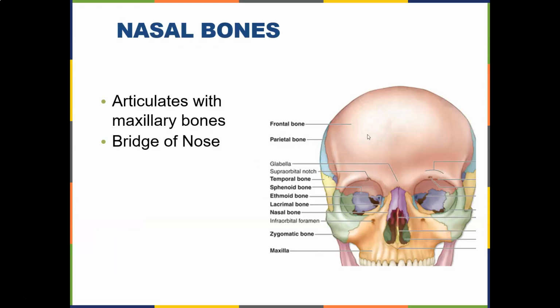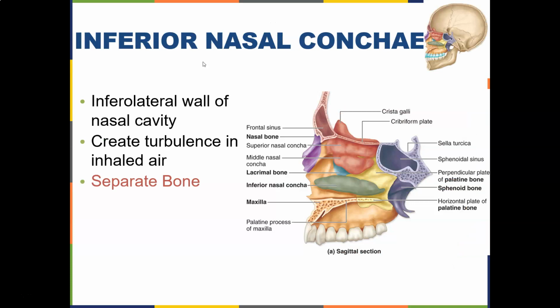Here's the nasal bones, the frontal, parietal. Here's again the glabella, so here's another view of it. Here's the inferior nasal concha, inferolateral wall, nasal cavity, create turbulence in inhaled air and separate the bone here. So again, they're creating turbulence so it warms and humidifies the air here.